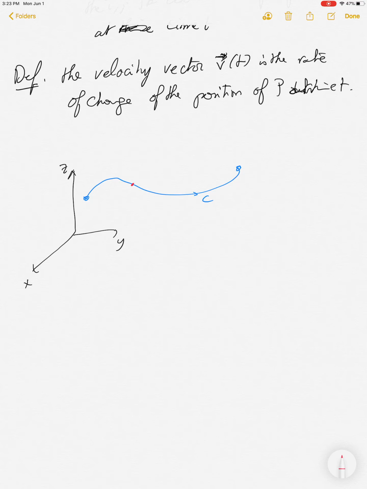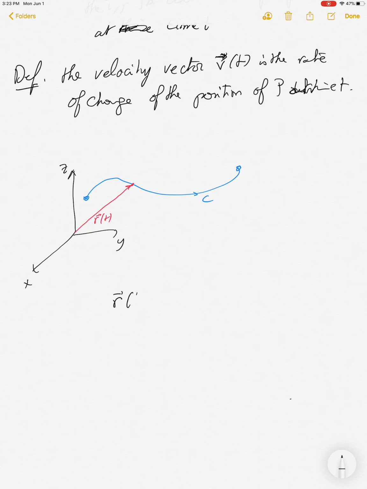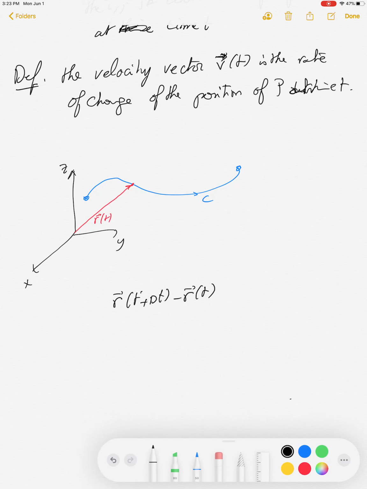So how do I find the velocity? This is r of t. How do I find the velocity here? Remember, the velocity is the rate of change at time t, which means I have to take a small interval. So if this is my position at time t, I see my position at time t plus delta t. So I take r of t plus delta t minus r of t. This is how much I moved in an interval of time delta t.